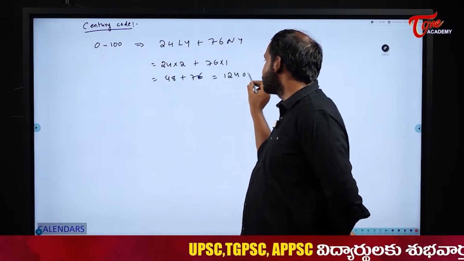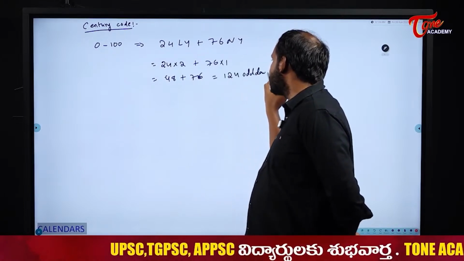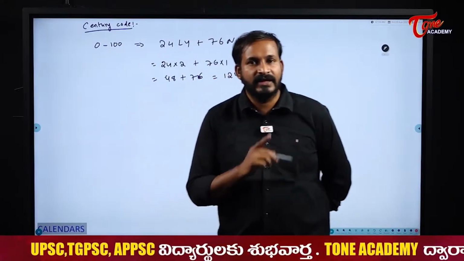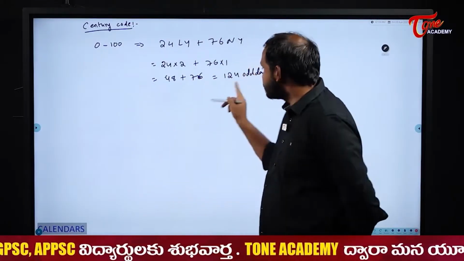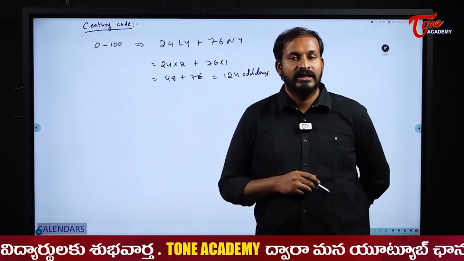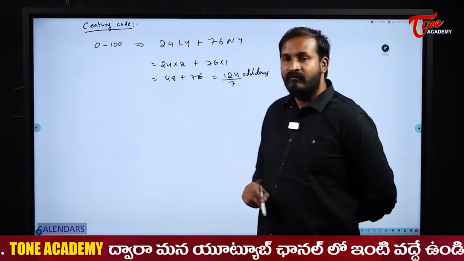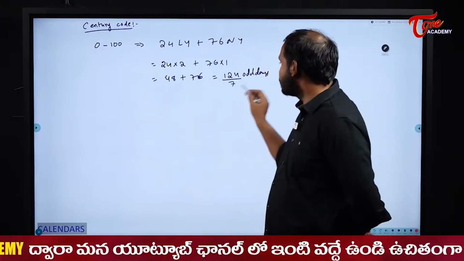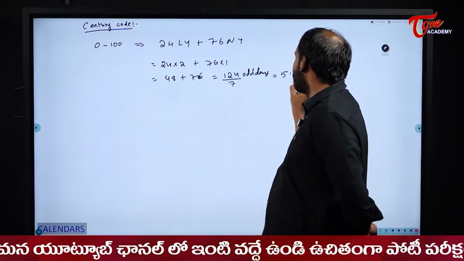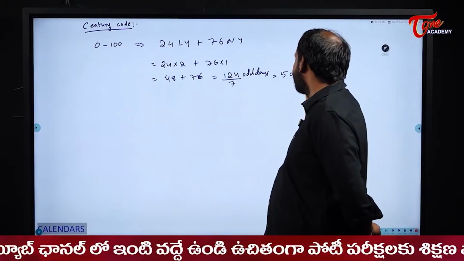124 odd days. Just now I told you, what is the maximum number of odd days possible for us? 6, sir. But what is the number I got here? 124. Then what I need to do? Once again divide it with 7. So how many odd days will I get here now? 5 odd days.